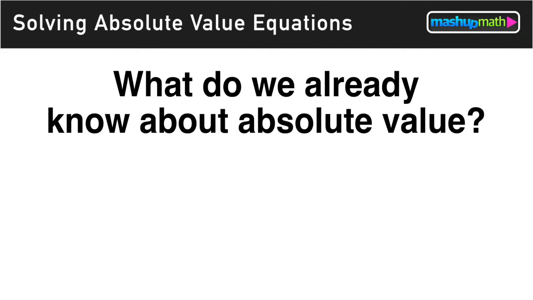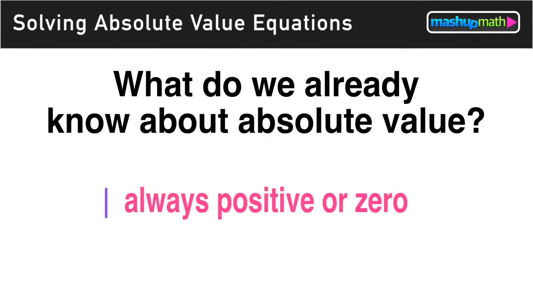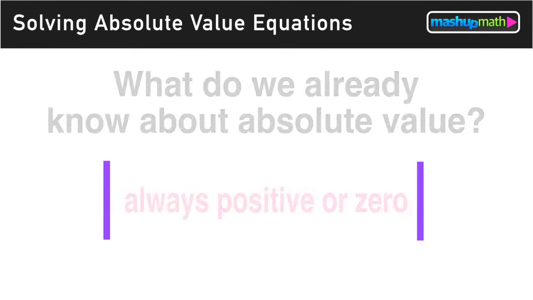Okay, so let's start off this lesson by asking the question, what do we already know about absolute value? And that should be that the solution is always positive or zero, and we know that the notation for absolute value is the vertical bars.